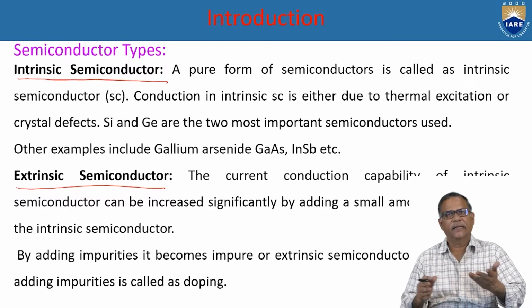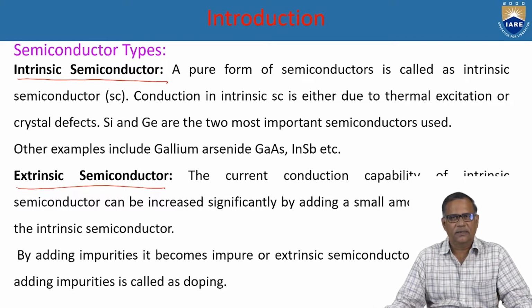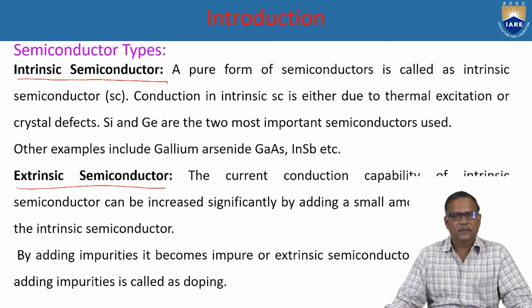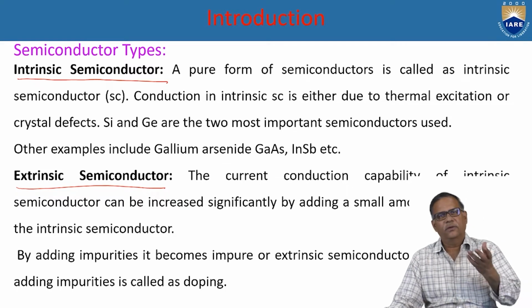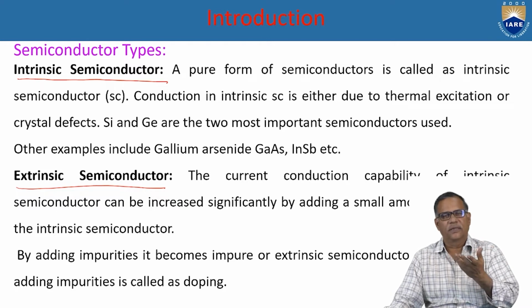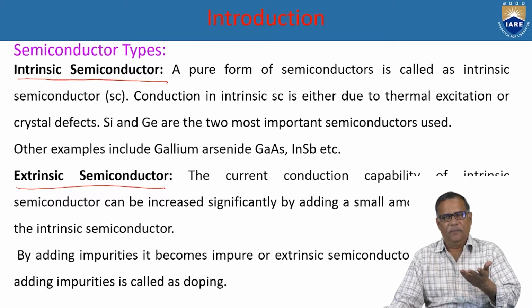Coming to the second category of semiconductors, that is extrinsic semiconductor. In extrinsic semiconductor, there is no equality of charge carriers. That means the number of electrons is not equal to the number of holes, depending upon the type of material or depending upon the type of doping.